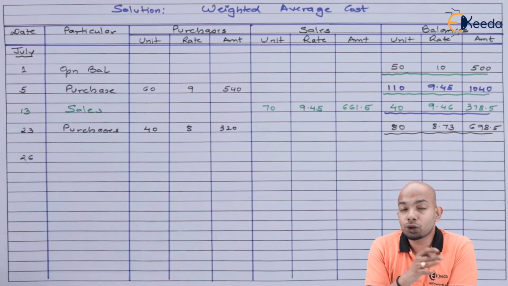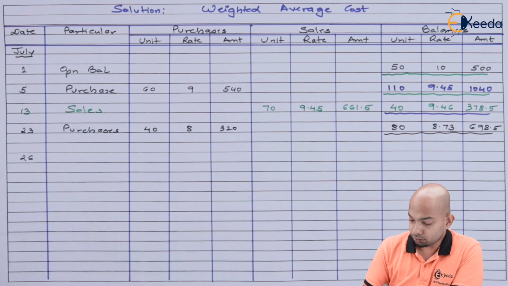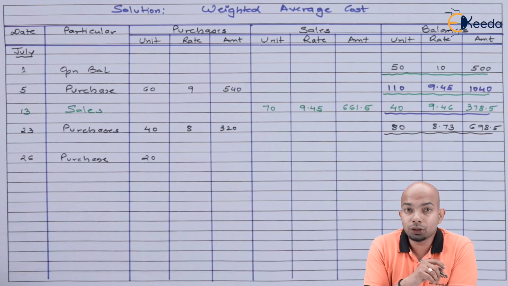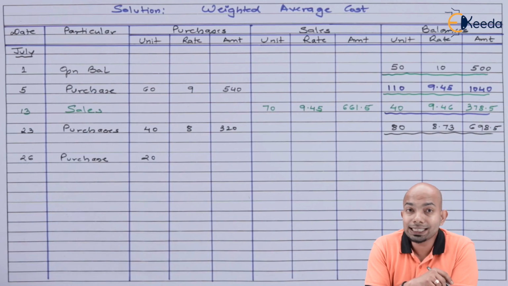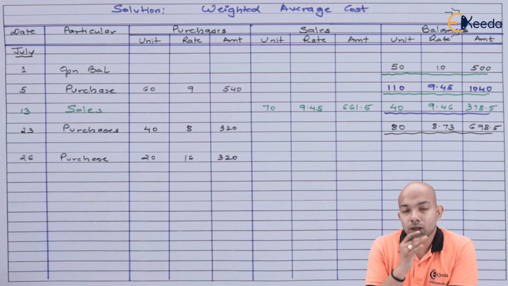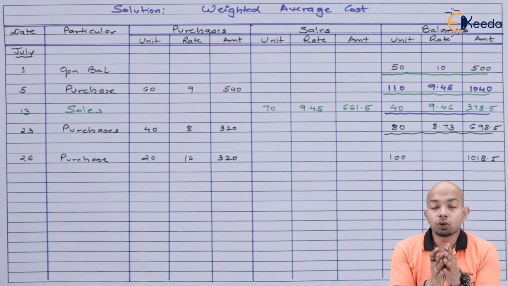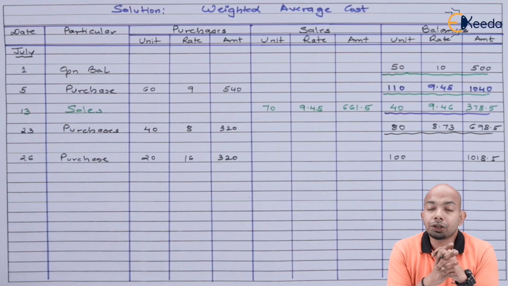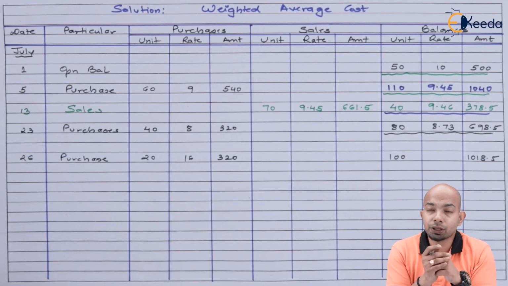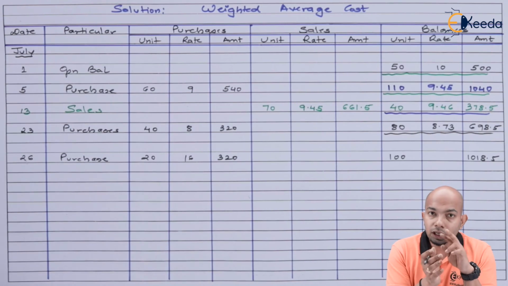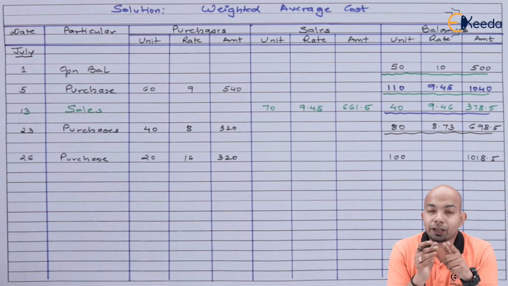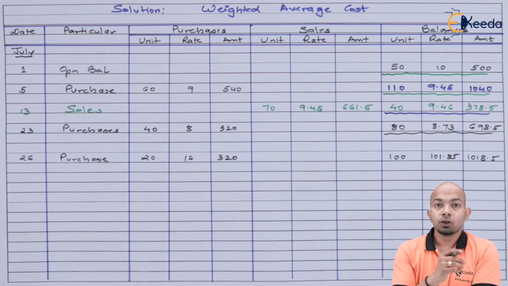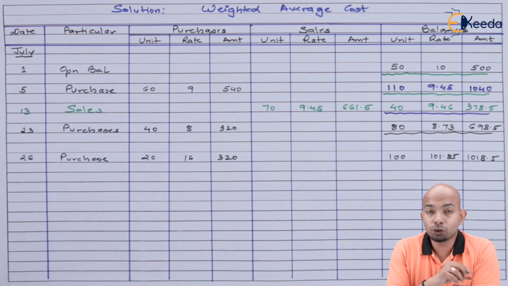The next transaction is on July 26th, again a purchase transaction. That purchase transaction is for 20 units here, at the rate of 16 per unit. That means 320 amount. Again, this will be added to the amount, and the quantity will be added to the quantity of the previous balance. So 1018.5 is the amount total and 100 is the quantity total. So the earlier 80 balance plus 20 purchased will give you a total quantity of 100. If you divide 1018.5 by 10, that will give you the rate here. So the rate has been figured out. Now let's go on to the next transaction.